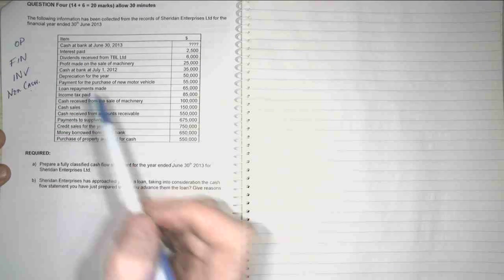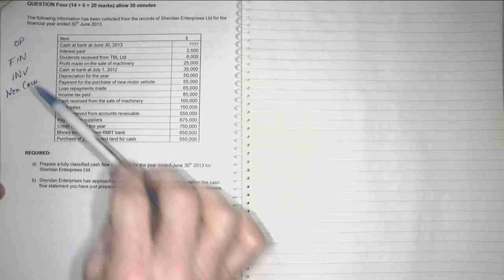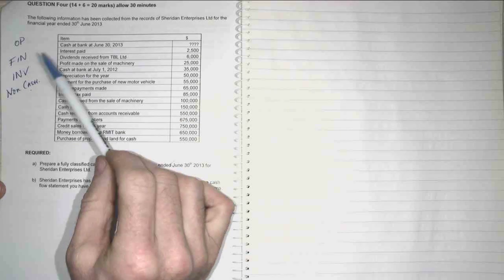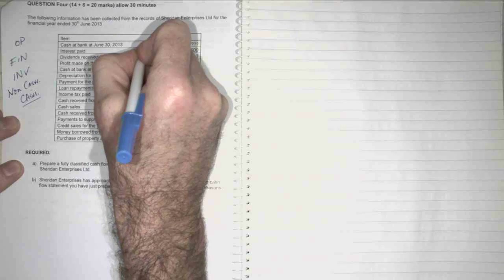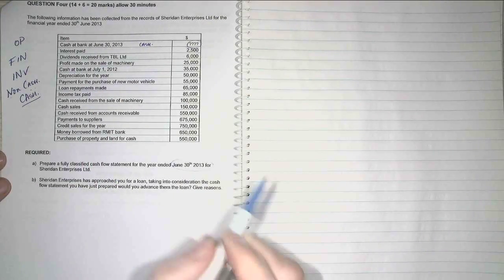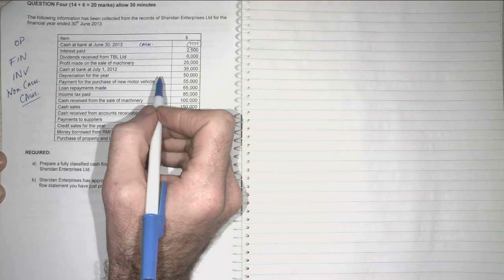So now we need to determine which ones we're going to include into our cash flow statement, which will be these, and which ones we won't. We also have a cash item as well, which is balances. Okay, let's do it. Cash at bank at the 30th of June, well that's a cash item, but we don't have an answer for it just yet, so we'll have to work that one out. What about interest paid? What classification? Operating, yeah, I agree. Dividends received from TBL Limited. Yeah, it can be investing or operating.